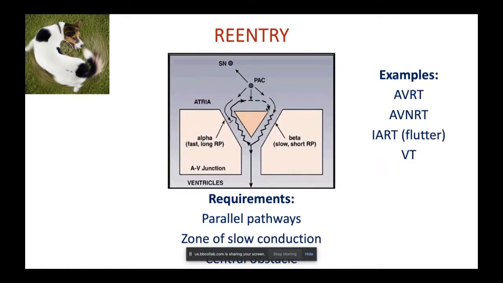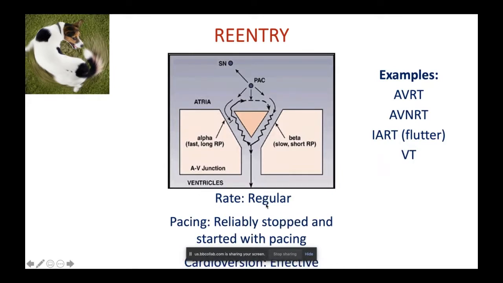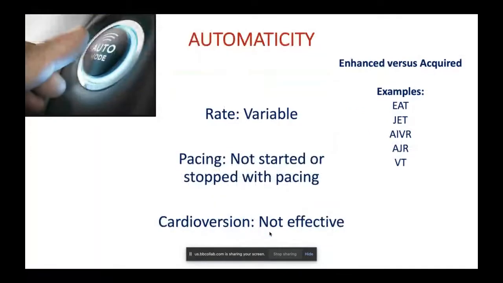stop. Classic characteristics are rate is typically regular. You can start and stop this tachycardia reliably with pacing. And if you cardiovert someone who's in a reentrant tachycardia, that is usually effective. All right, so that's the first type of tachyarrhythmia.